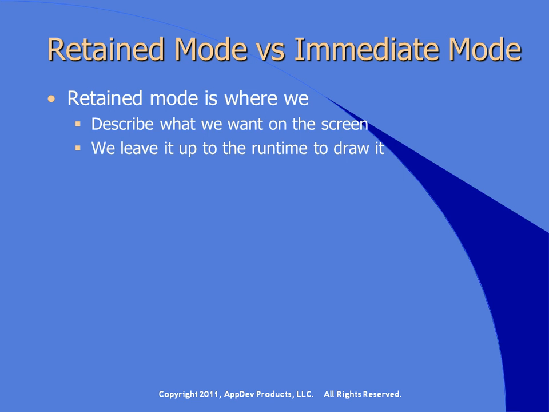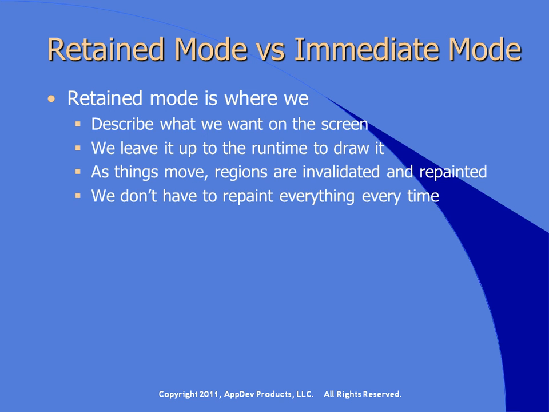As things move across that screen then, or if I need to actually relocate a control itself or something, I do that through properties, etc. And the runtime determines which regions are no longer appropriate and that it needs to repaint them, based on the changes that have occurred. So we don't have to repaint everything every time ourselves. We leave it up to the runtime to take care of that for us.